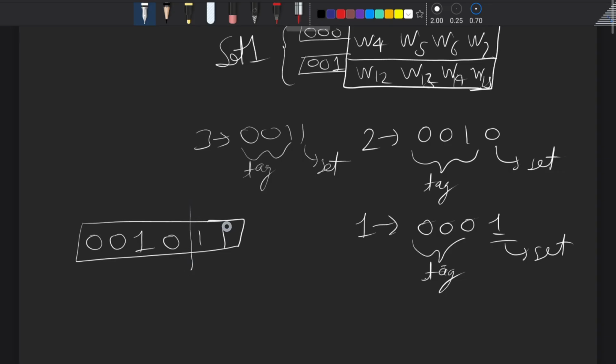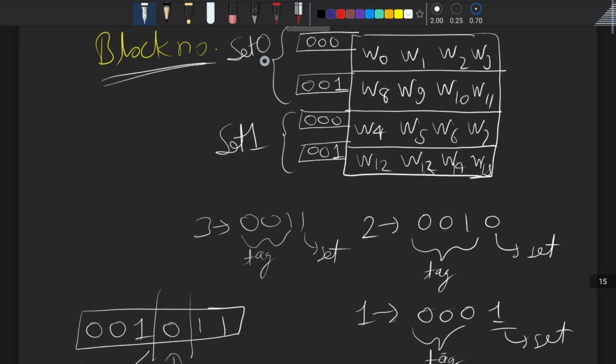This will be block offset, this bit will be set bit and this will be tag bit. So to search for this in cache memory, we will be first looking at the set number. So here it is 0, therefore it must be lying in set 0. Sorry, we must be looking at set 0. So here we come in set 0.